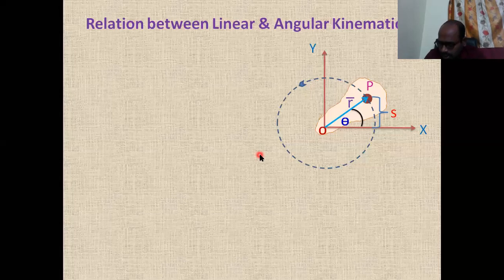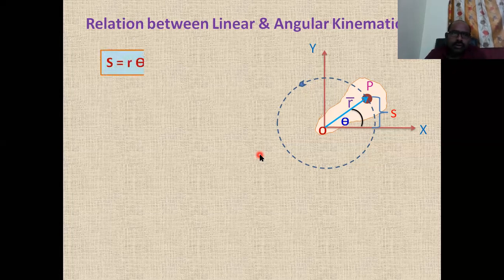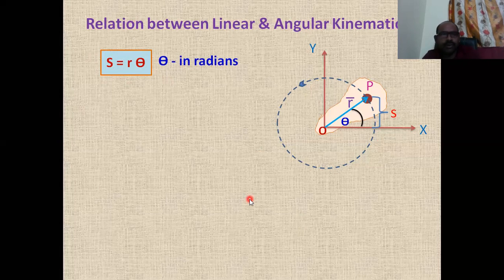From the geometrical relation we are writing here: the length of the arc is equal to the radius vector into the angle subtended by the radius vector. So that is theta. S is equal to r theta. We are writing it from pure geometrical relation. Here the theta is expressed in radians.